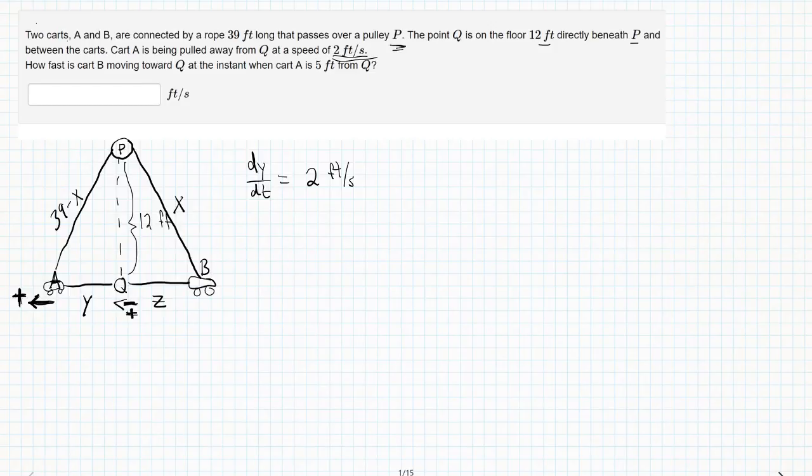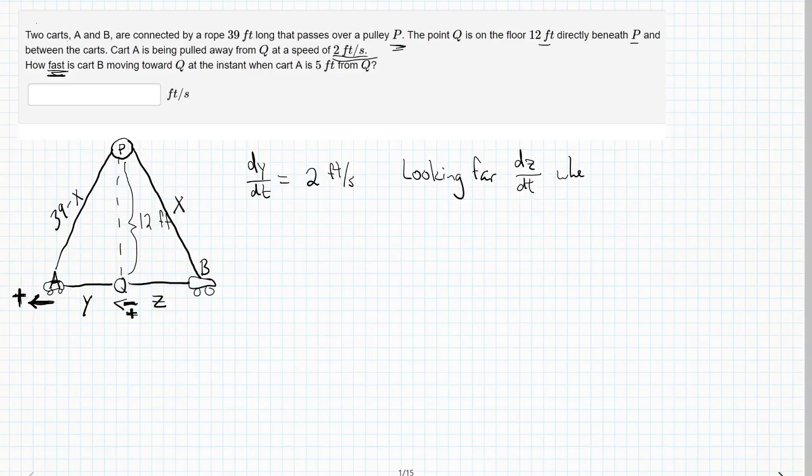Now we want to know how fast is cart B moving. So when we're talking how fast, that means we're talking a rate of change. So that means the rate at which z is changing with respect to time. Looking for dz/dt when z equals 5 feet. Right, so that's the distance from Q.